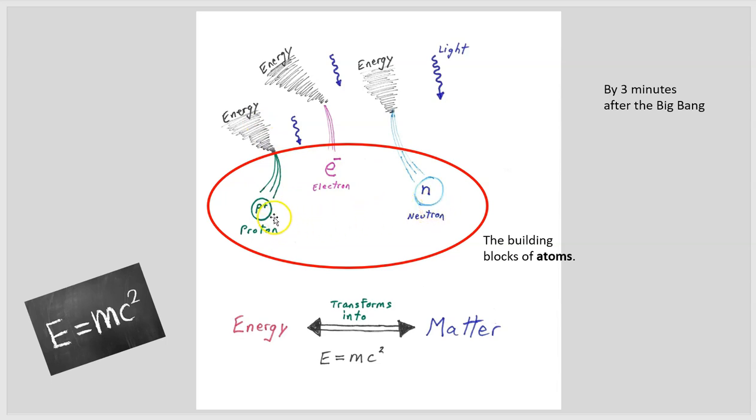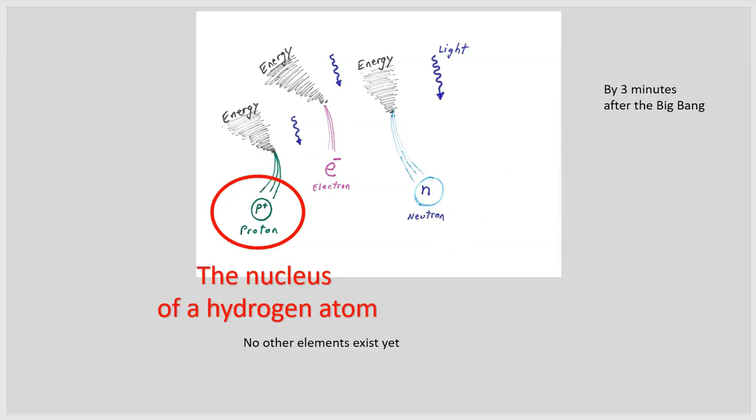Here I'm showing three of them here, a proton, an electron, and a neutron. And you might already know that these are the building blocks of atoms. So a very important transition happened early in the universe. The energy in the universe was transformed into material particles, particles of matter, the building blocks of atoms. In fact, this single particle, a proton that has a positive charge, that is the nucleus of a hydrogen atom. And at this stage, no other elements yet existed, and we'll get to what an element is in a moment.